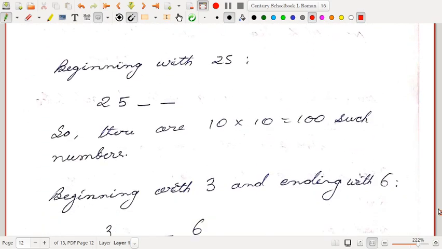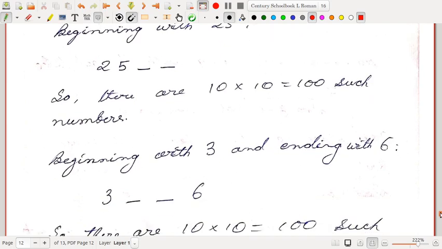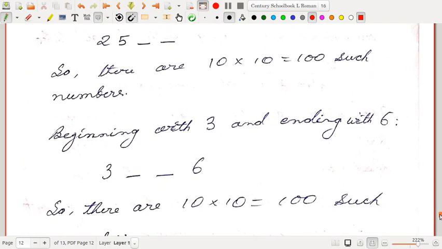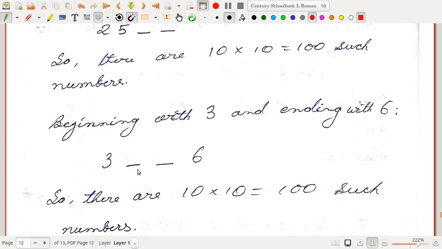Numbers beginning with 25 will look like this: 2, 5, then 2 blank spaces. These blank spaces can be filled up in 100 ways. Then numbers beginning with 3 and ending with 6: so 3, then 2 blank spaces, 6. The first blank space can be filled up in 10 ways, the second blank space in another 10 ways. So there are 100 such numbers.